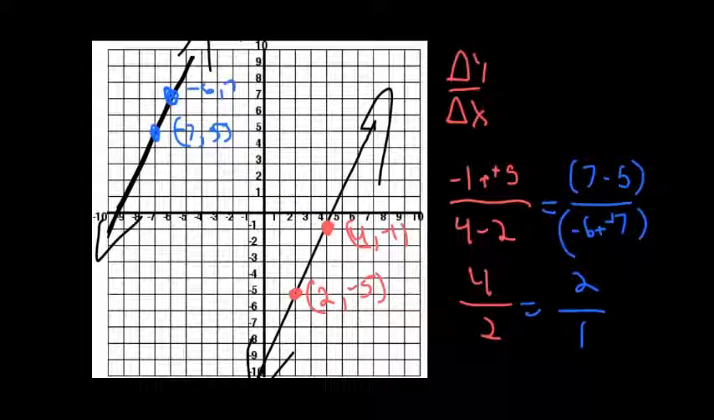And then I can reduce 4 over 2 by a factor of 2. 2 goes into 4 twice. 2 goes into 2 once. So I got the same ratio, so that means that the lines are parallel.